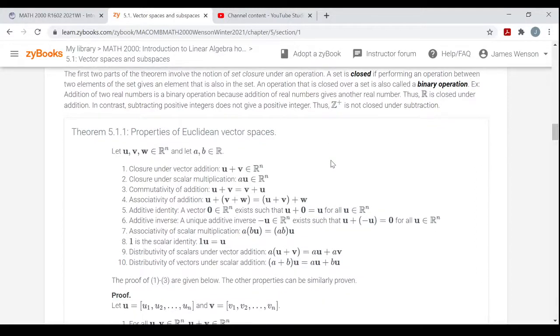Okay. So, what are these properties that I've been mentioning so often? The properties of Euclidean vector spaces, these R to the n spaces. These are sets of vectors with n components and real number components, right? In order for a set of vectors with these operations of scalar multiplication and vector addition to be considered a vector space, all 10 of these properties must be true. All 10 of these must hold. If any one of these fails, your set of vectors is not a vector space.